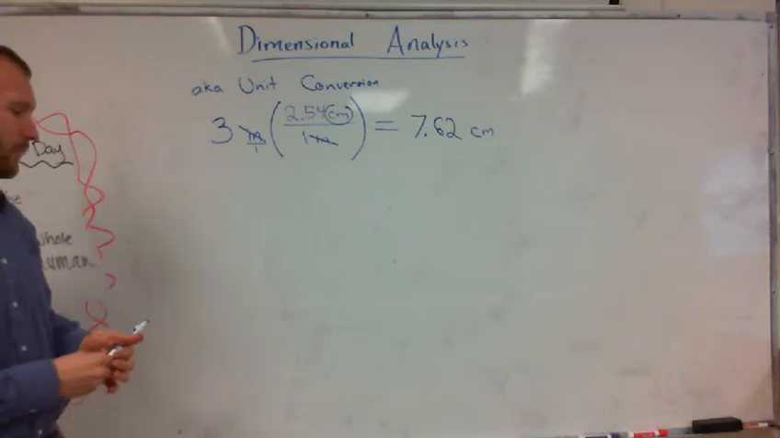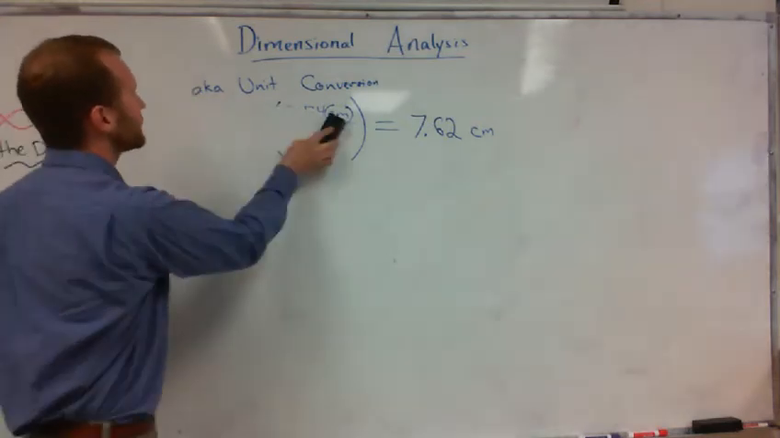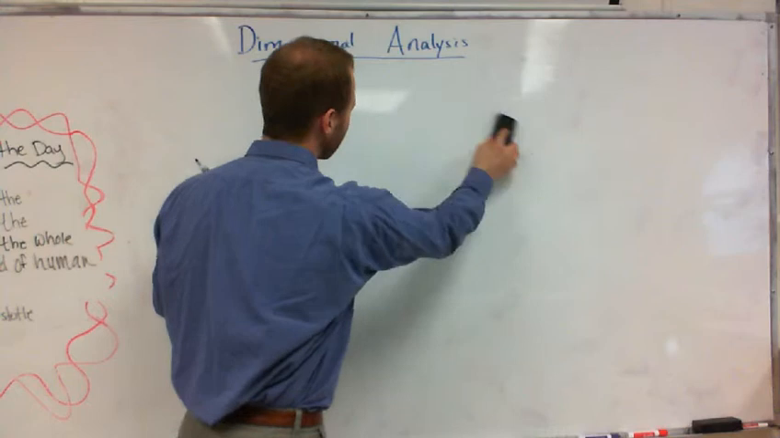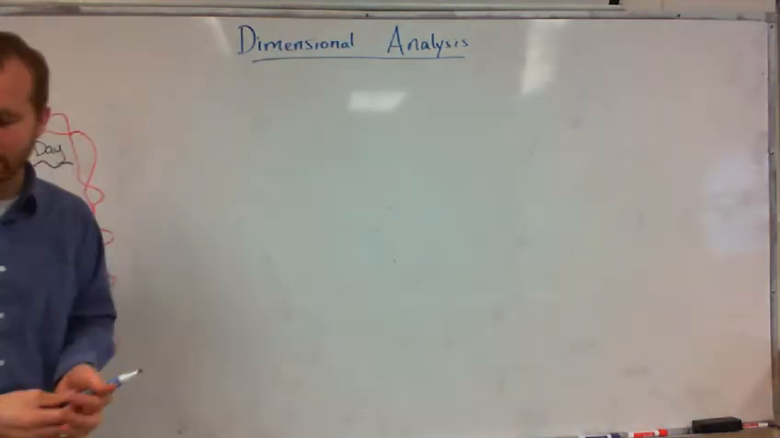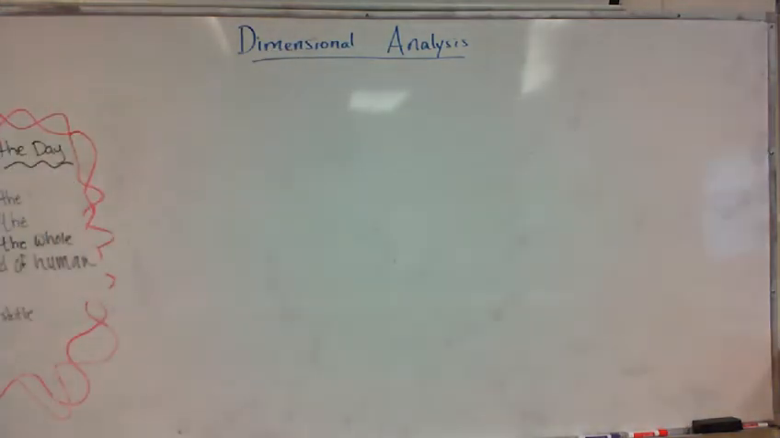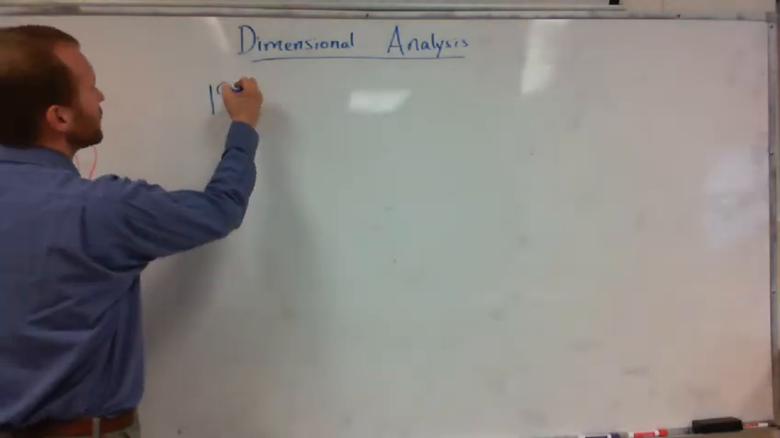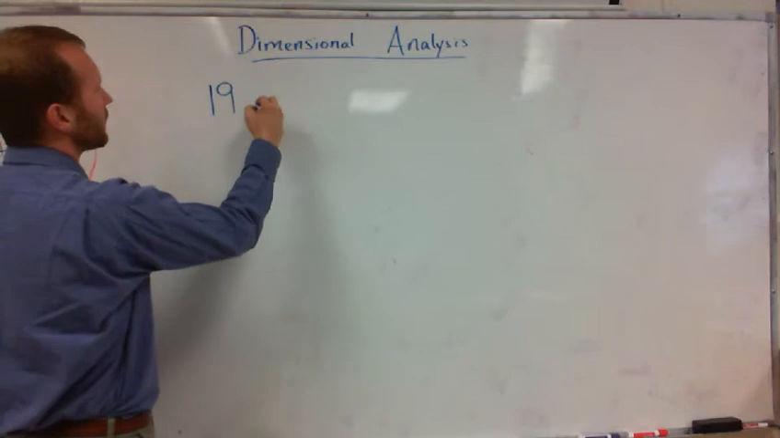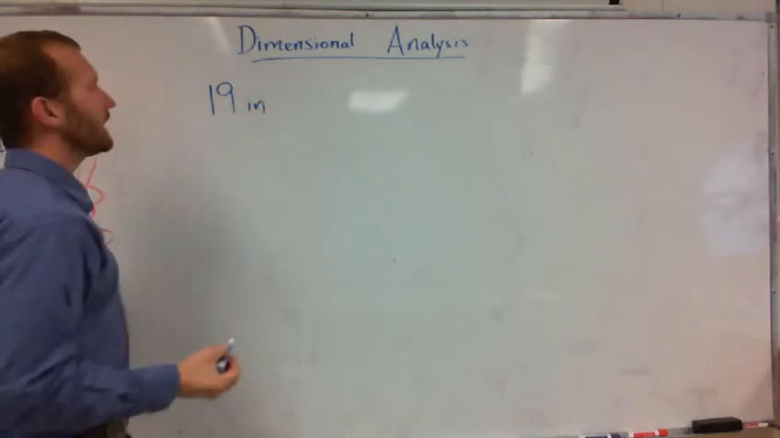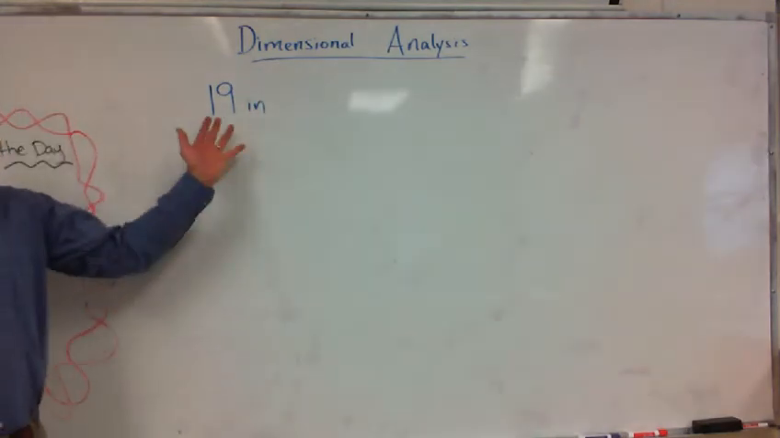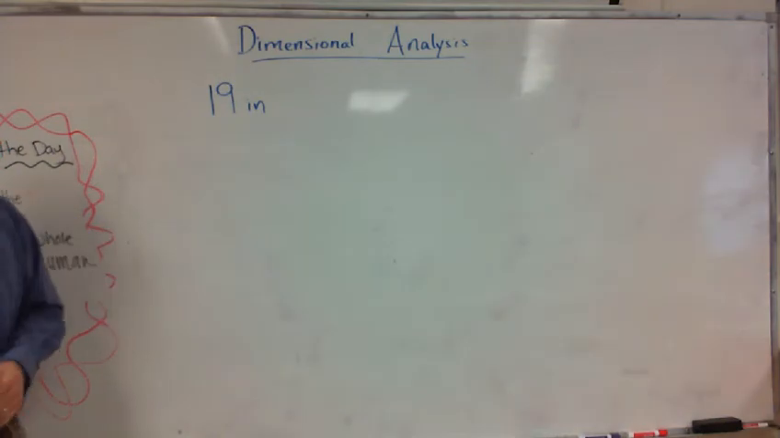Okay. So that is the basic procedure for dimensional analysis. Now let's do some examples from your homework. Let's start with 19 inches to feet. And most of these examples are going to be more than one step. So I have 19 inches. I want to convert this to feet. Obviously, I'm not in science class because I'm not using the metric system.